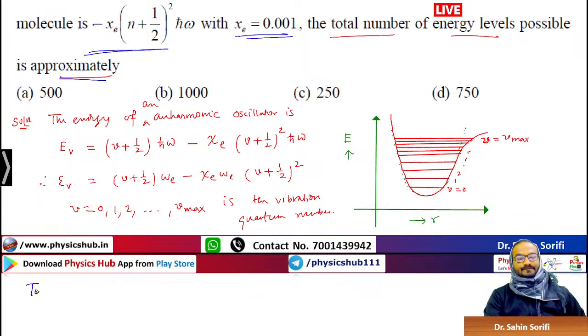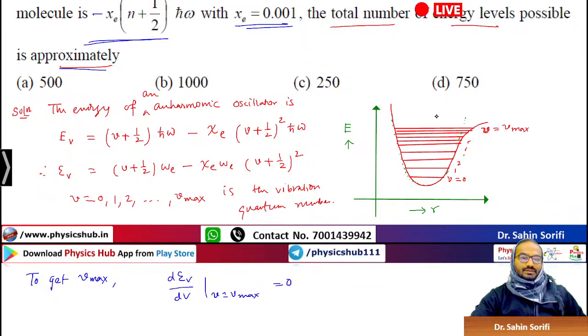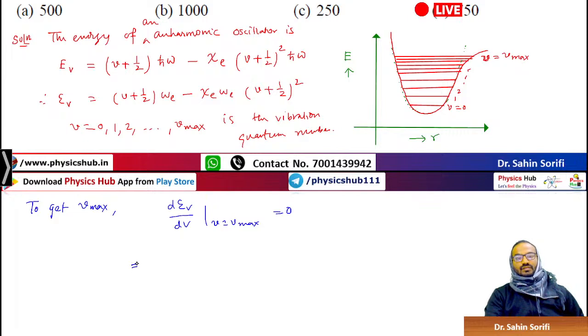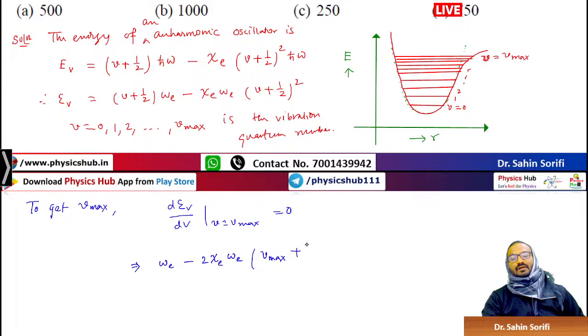To get v max, we can write dE by dv, and v equals v max. This should be equal to 0. So let's take the derivative with respect to v. We are getting omega e minus 2 chi e omega e into v max plus half equals 0. So 1 minus 1 is equal to 2 chi e v max plus half.